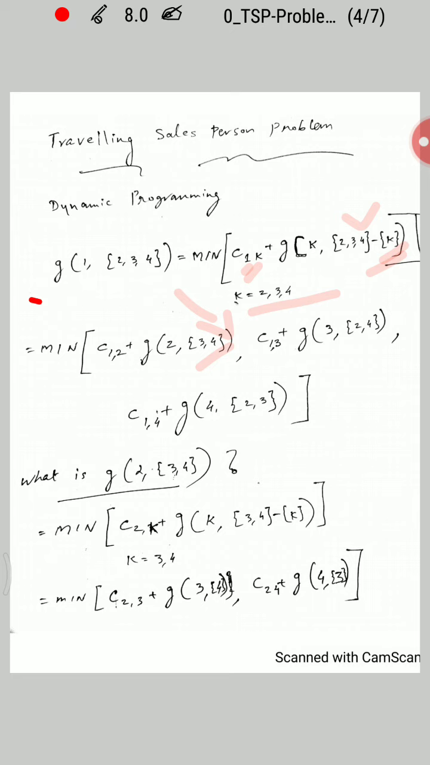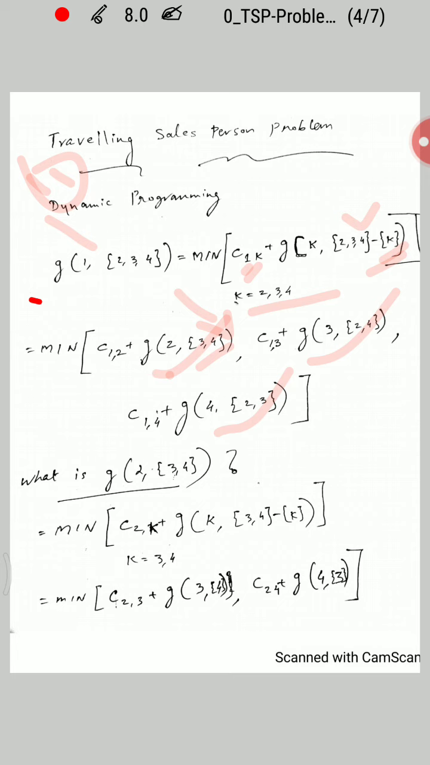To calculate G(1, {2,3,4}), you have to calculate the values of these. Let us call this the first equation. Okay, this is the first equation. So let us try to calculate g(2, {3,4}) and g(3, {2,4}) and g(4, {2,3}). What is the meaning of g(4, {2,3})?